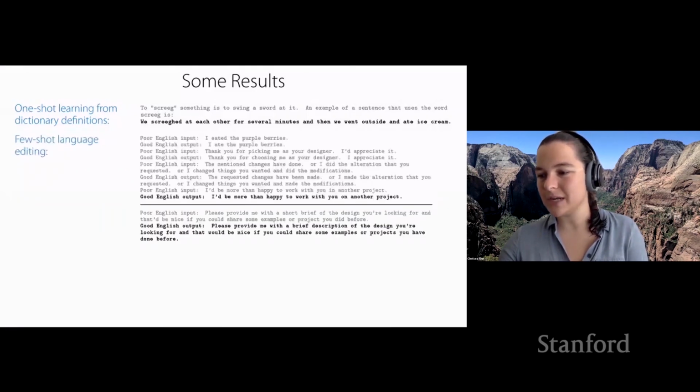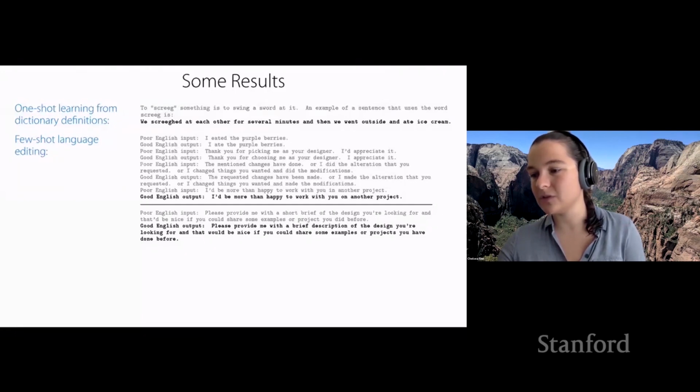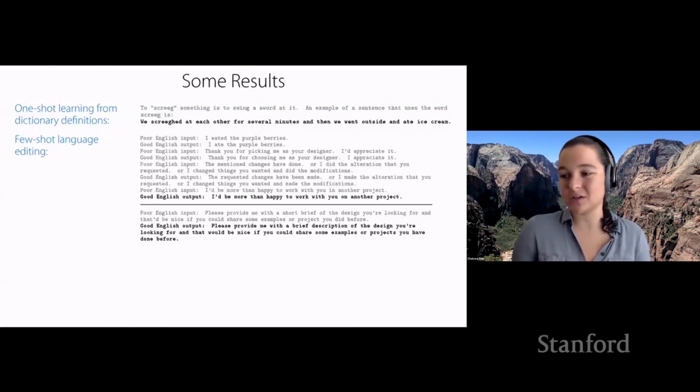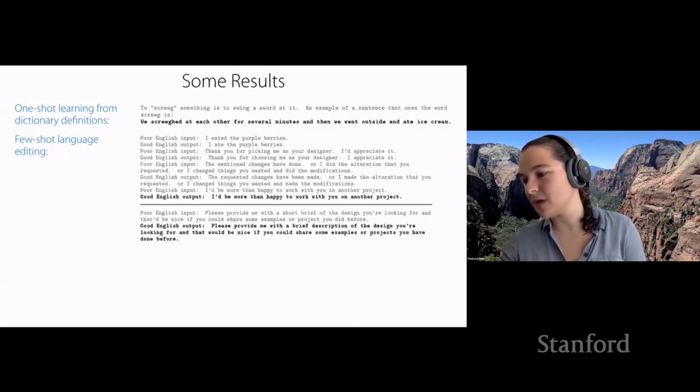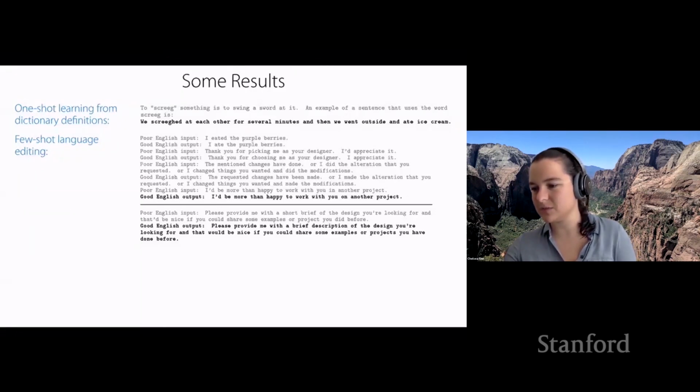There's also an example of few-shot language editing, where you want to edit language from poor English usage to good English usage. You can give it all of this context as D-train, which shows it examples of what it looks like to convert from poor English to good English. And you can find that it can correct this sentence, which said, I'd be more than happy to work with you in another project, to I'd be more than happy to work with you on another project. And also this sentence here, which is provide me with a short brief of the design you're looking for, and that'd be nice if you could share some examples or project you did before, to please provide me with a brief description of the design you're looking for, and that would be nice if you could share some examples or projects that you have done before. So it corrects the language in a few different cases.